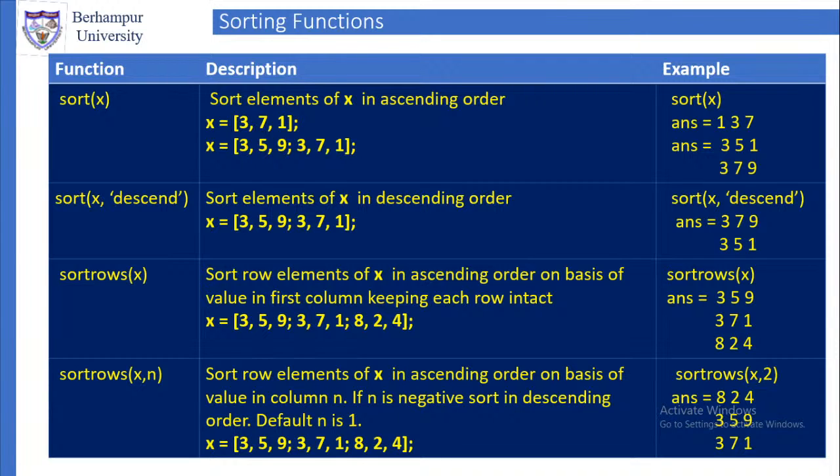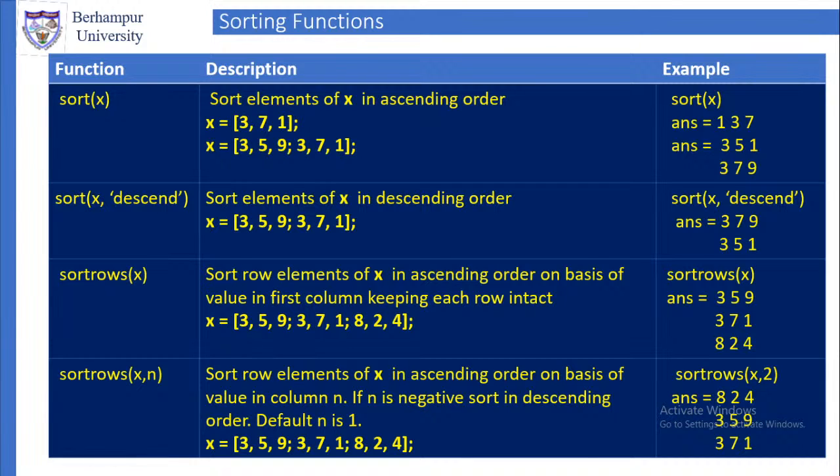If you have a sorting function, you are given a set of numbers and you want to sort them in ascending order or descending order. So what you can do? You can write sort, S-O-R-T, sort x. That sorts the elements in x in ascending order. For example, if x is 371, then it will be sorted as 137. So if I write sort x, it will give me 137. So in ascending order, it has been sorted. Ascending means lowest to highest. Descending means highest to lowest.